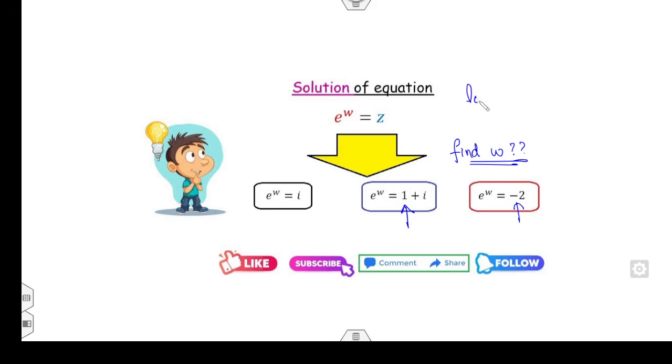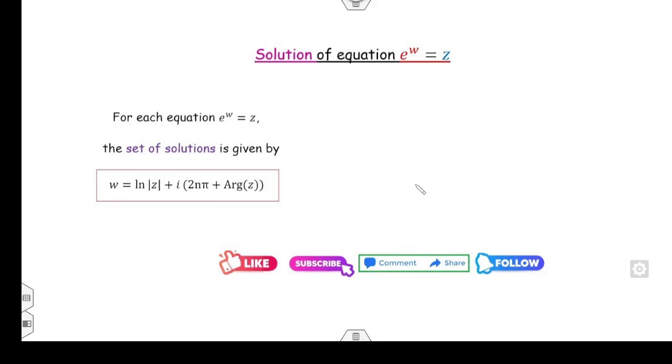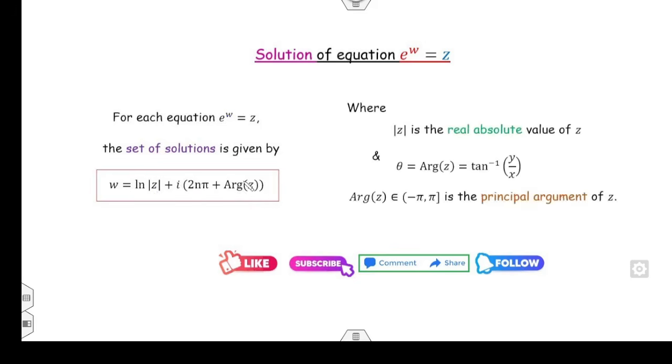Firstly, you can find the log of whatever the right hand side is given to you and compare them. Fine. So as I mentioned, w is nothing but log of z. And how do you write this log z? It is defined as log of absolute value plus iota 2n pi plus the argument. Fine, I have explained this before. It's a real absolute value and it's a principal argument value.